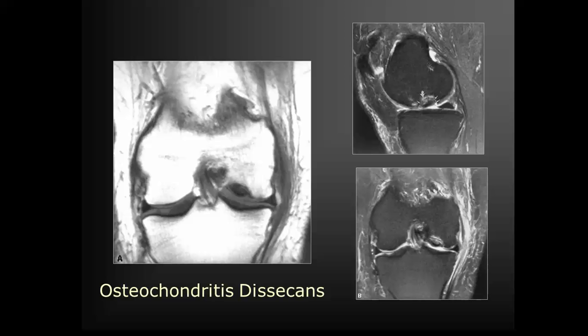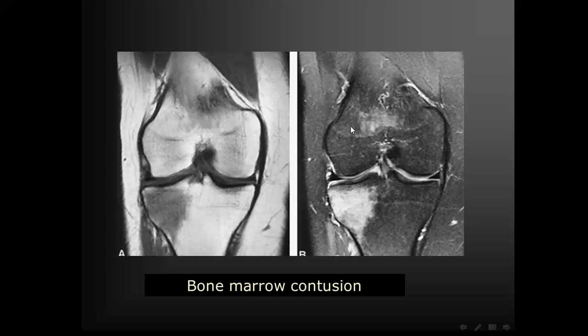This is the typical appearance of osteochondritis dissecans, not yet separated, line of cleavage, and well separated. Here, the bone marrow contusion is appearing as bright signal in T2 weighted images, STIR for example, and low intensity in T1 weighted images.